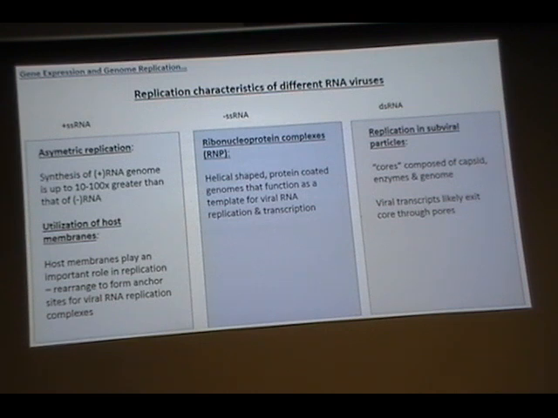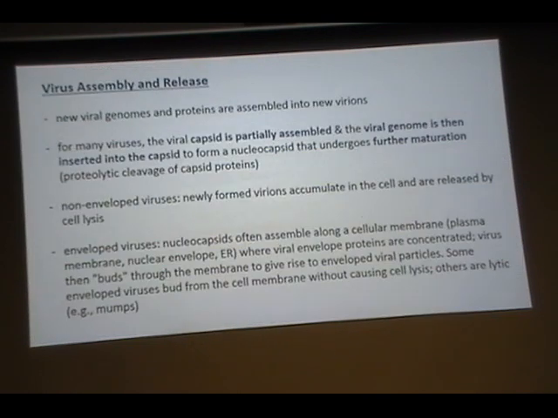The double-stranded RNA viruses frequently use what's called replication in subviral particles. So the capsid doesn't come apart fully when it gets into the cell, and it's able to mediate most of its replication in the capsid itself, and then likely the viral transcripts that are produced exit through pores that the virus is able to generate. So those are some basic differences in the RNA viruses.